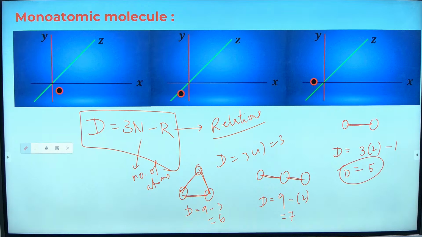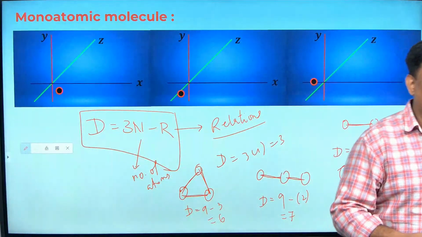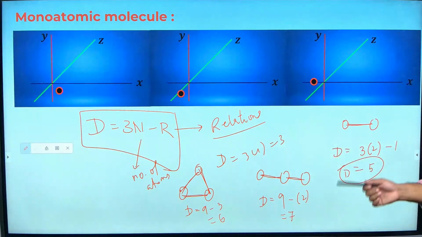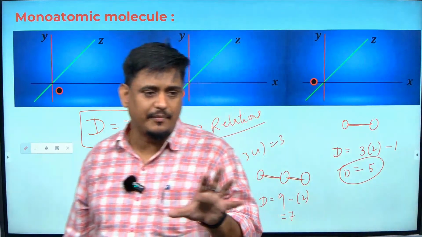Anybody has doubt in what I have written on the board? Degree of freedom, very basic thing I have done. How I have derived degree of freedom, anybody has any doubt in that? These things, very simple formula, 3n minus r, where n is the number of atoms, r is relations between them.